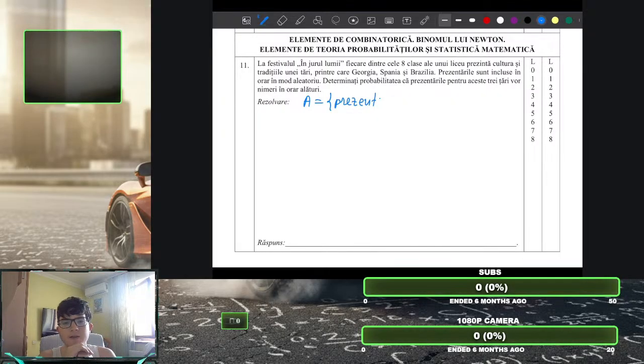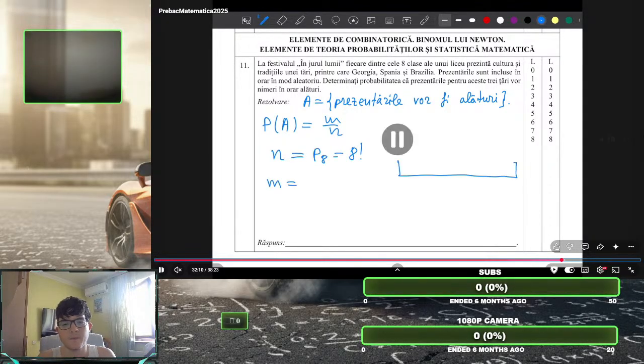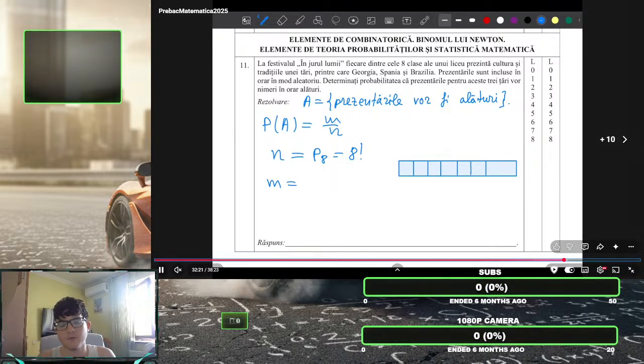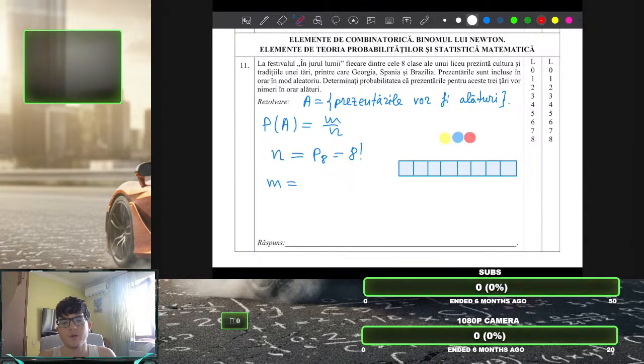we got 8 classes and they're all mixed up, so it's 8 factorial, right? Now we got 8 squares. And the countries are denoted by a different color of a circle. That's how they're denoted.